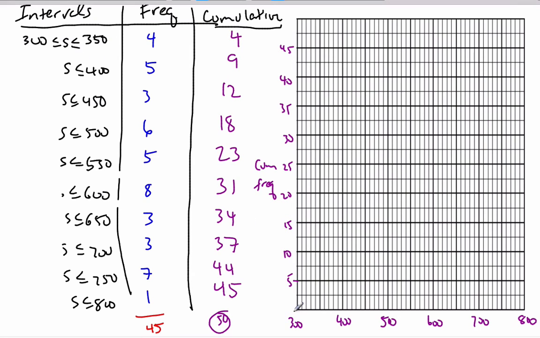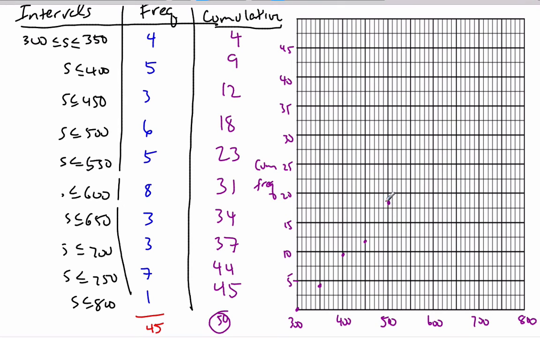And so then I know less than or equal to 300, I start off here at 0. That's 300. 350, there's going to be 4. And so I can just approximate that. Less than 400 is 9. So I go 400 and 9. 450 and 12. Less than 500 is 18. So 500 and 18 will be roughly here.